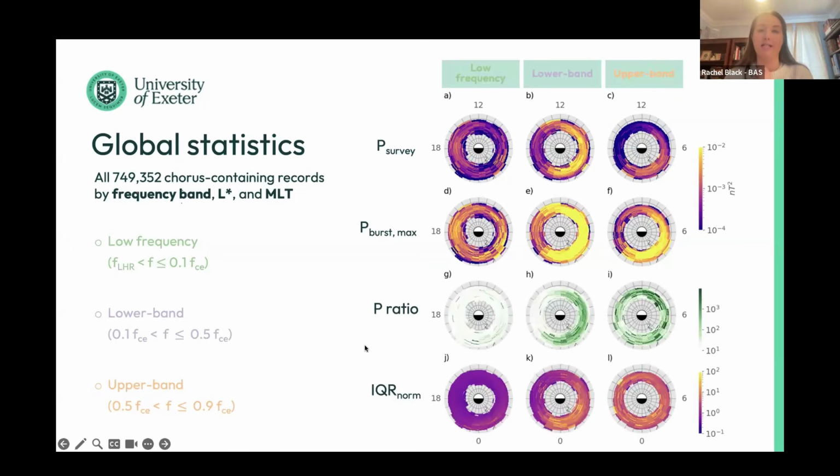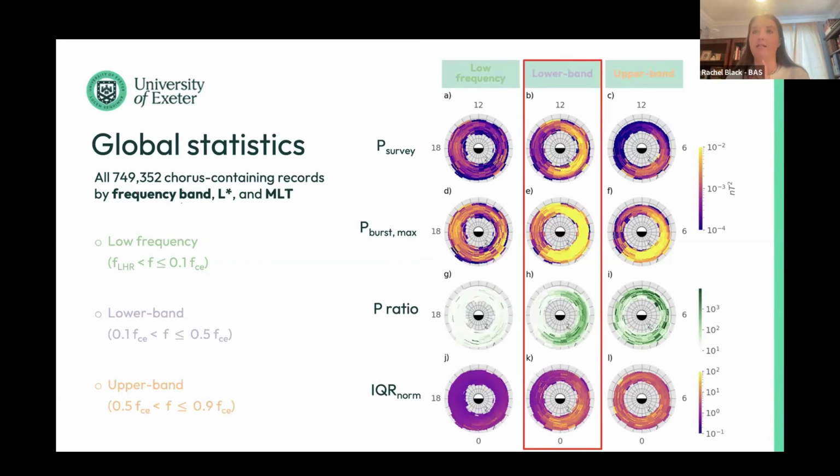And we also investigated these variability statistics. So if you just ignore this power ratio in the third row here, today we're considering this normalized interquartile range. Now, there's a lot of different features we could identify in these plots here, but for the sake of time, I'm just going to focus on these lower band statistics.